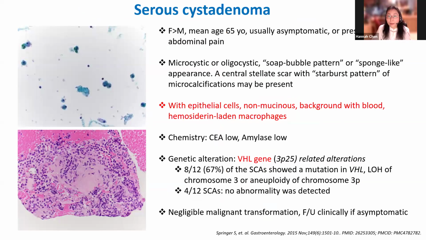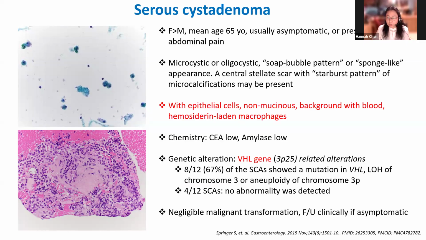But this case, I would put here because I didn't see epithelial cells. Serous adenoma is also more common in females, mean age 65 years old. The majority of patients are asymptomatic, but could show abdominal pain. Imaging-wise, it could show macrocystic or oligocystic patterns. A characteristic imaging finding is a soap bubble pattern or sponge-like appearance. It could have a central stellate scar with a starburst pattern of macrocalcification.